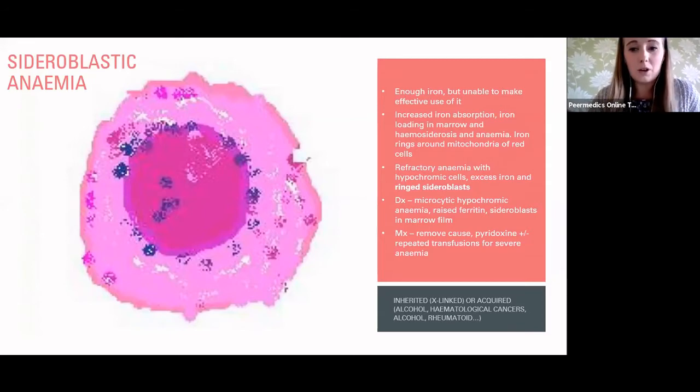And to treat it, remove the underlying cause, because it can be either X-linked or it can be linked to loads of different acquired causes. So it could be alcohol excess, rheumatoid arthritis, hematological cancers. The general rule with most of the anemias, to be honest, is if there's not a distinct underlying cause, then it can be secondary to so many things. And because this is quite a transfusion dependent one, because it tends to present quite badly, you can use a drug called pyridoxine, and you may want to consider repeated transfusions as well.